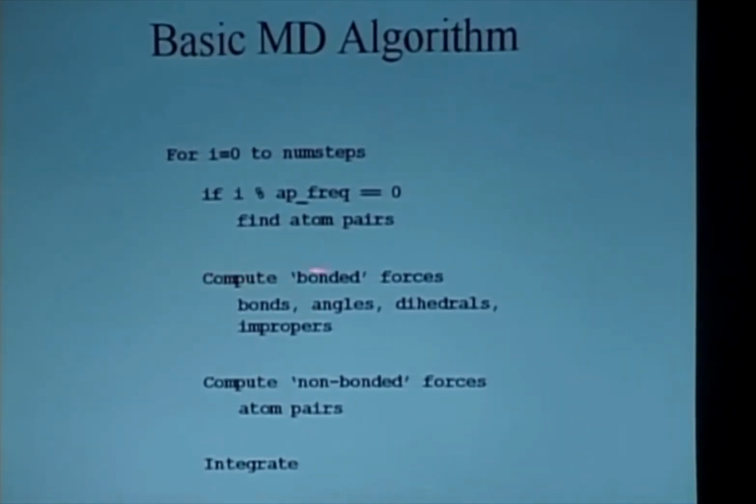The next step is to compute the bonded forces. So that includes the bonds, angles, dihedrals, and improper angles. And then compute the non-bonded forces. So that iterates over all the atom pairs. And then the integration is done to obtain the new atom positions.